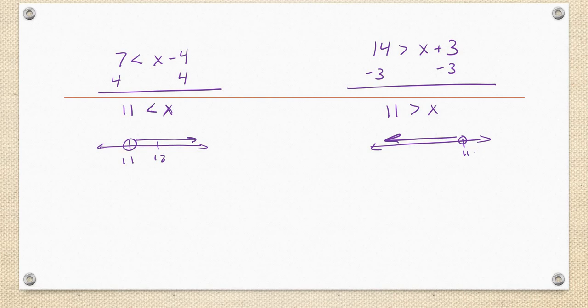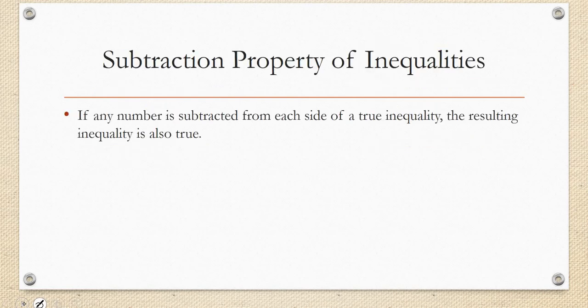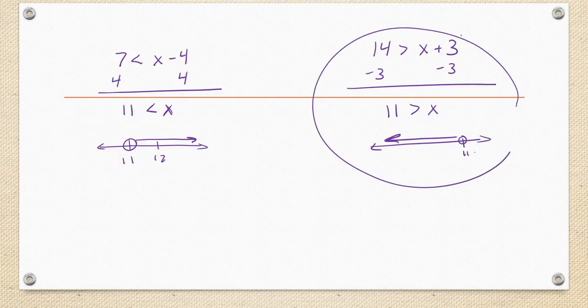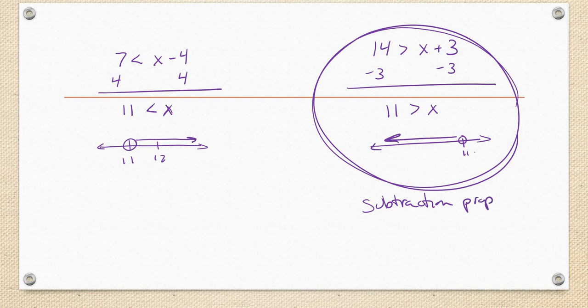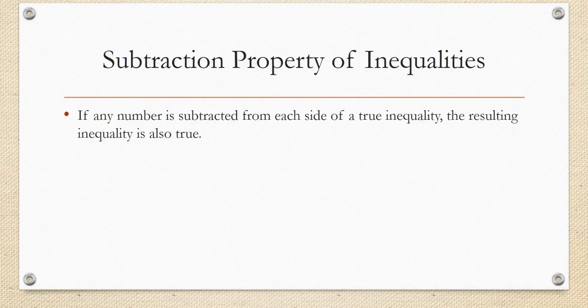We'll do a few of these together, but when we have an equation with addition and subtraction, okay, oh, I think I should have done the next slide first. Yeah, so the subtraction property just says that if any number is subtracted from each side of a true inequality, the resulting inequality is also true. So back to the last slide, this is an example of the subtraction property. Sorry about that. Which again is listed here. So figure that out, put it in some order for yourself.